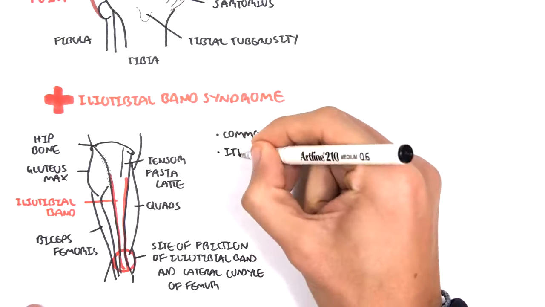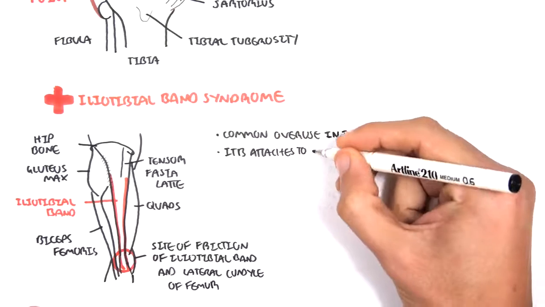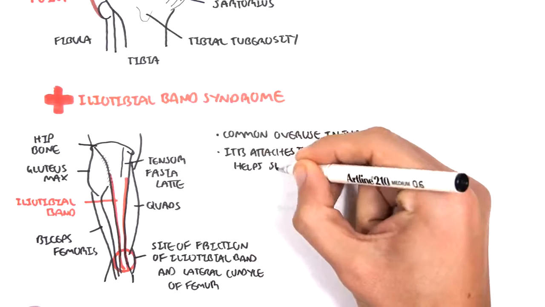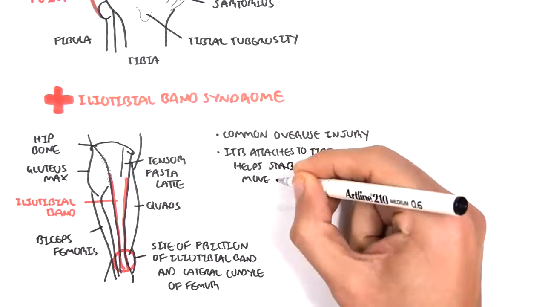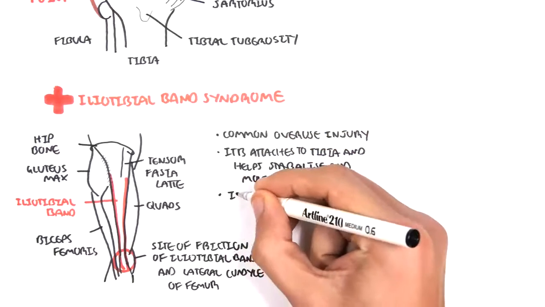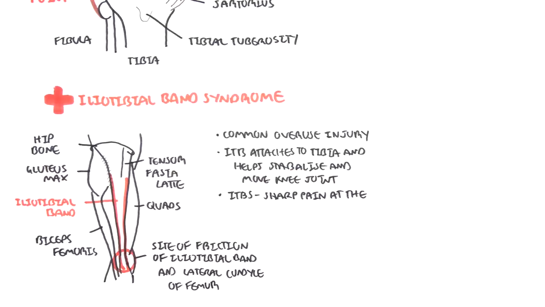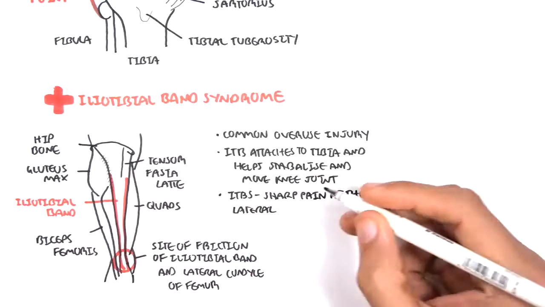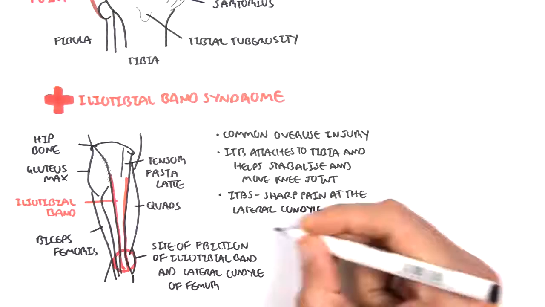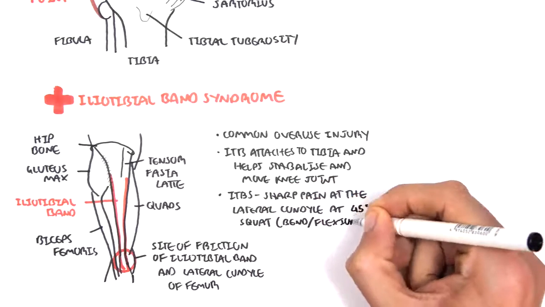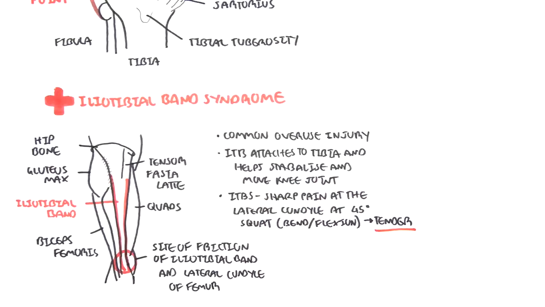The iliotibial band normally attaches to the tibia and helps stabilize and move the knee joint. ITBS causes a sharp pain at the lateral condyle when a person squats at 45 degrees, so bending, flexing, leads to the sharp pain. This pain can be elicited and is tender at this angle too when pressed upon.